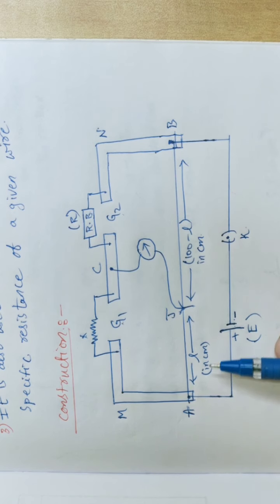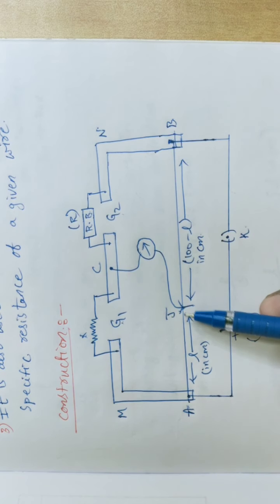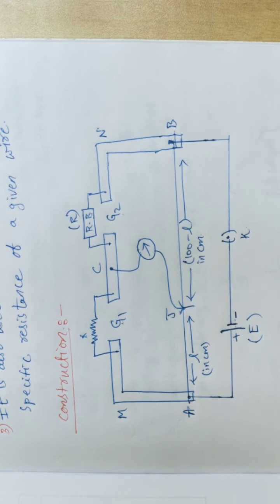Now the length between A and this J I take as L, and the remaining part I represent as 100 minus L, when L is in centimeters. If L is in centimeters, the remaining part is 100 minus L. This is the general construction of the meter bridge.